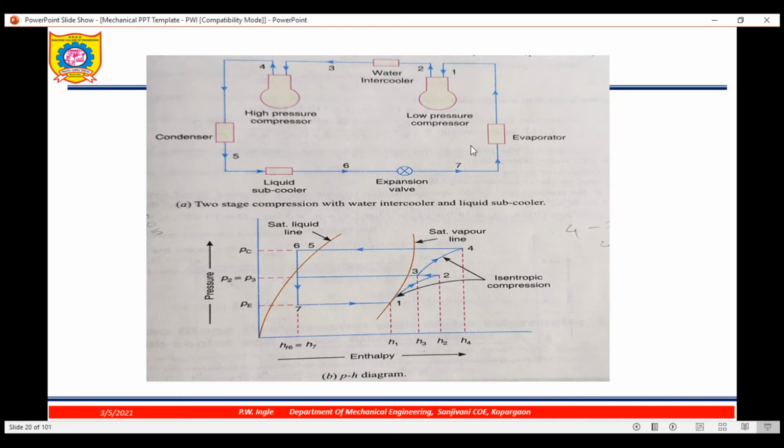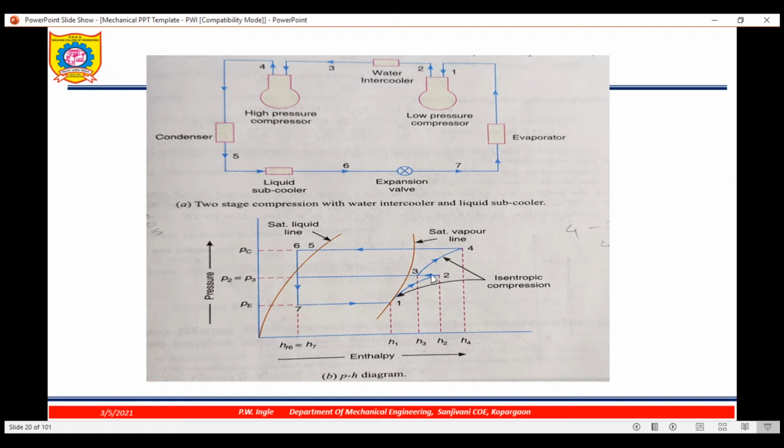Now here you see, the process 1 to 2 is what? Isentropic compression in the low pressure compressor. After that, this refrigerant in vapor condition at state 2 will enter the water intercooler. Water intercooler means cooling is done by the water. But it is situated in between the high pressure and low pressure compressor. That's why it is known as intercooler. It is in between low pressure and high pressure, that's why it is intercooler.